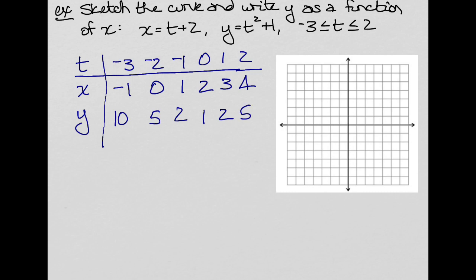And now we have points that we can graph. We're graphing ordered pairs x comma y. T doesn't show up on the graph. It's in control of everything, but it's back in the shadows and not on the graph.